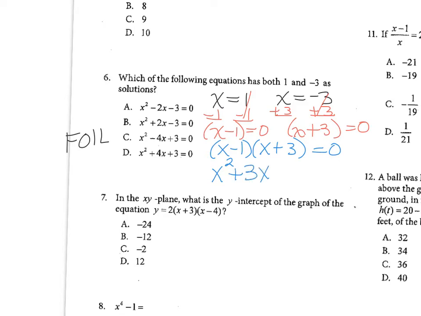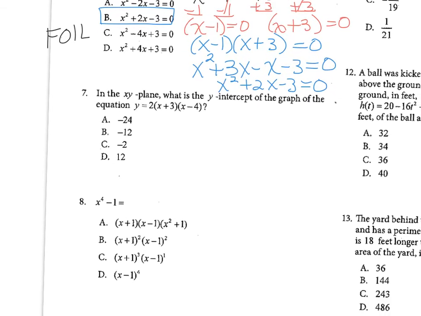I for inner. Inner? You mean negative x? I knew you wanted to say that. And last is negative 3. Beautiful, yes. So then, when I simplify, I need to combine the like terms. So what is 3x minus x? 2x. So it's x squared plus 2x minus 3 equals 0. And that is option number, letter what? Letter B. That was the solution, okay?